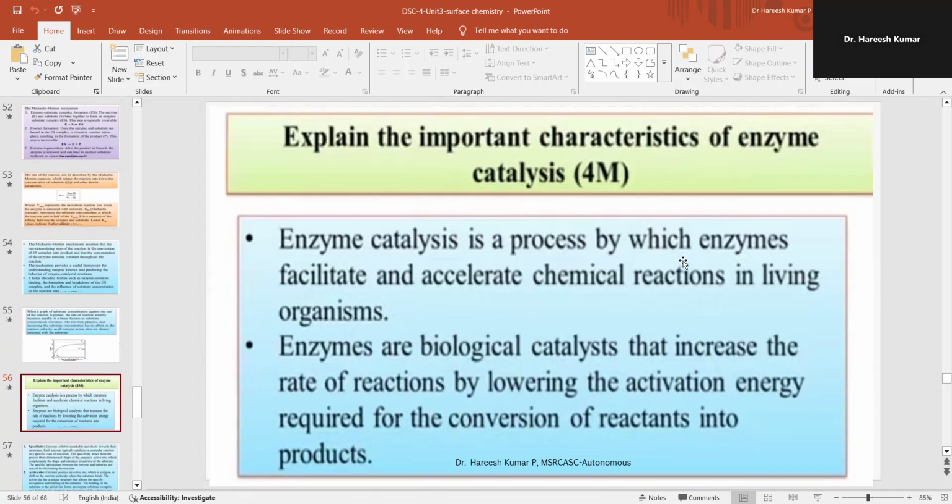Enzyme catalysis is a process by which enzymes facilitate and accelerate chemical reactions in living organisms. Enzymes are biological catalysts that increase the rate of reaction by lowering the activation energy required for the conversion of the reactant into products.